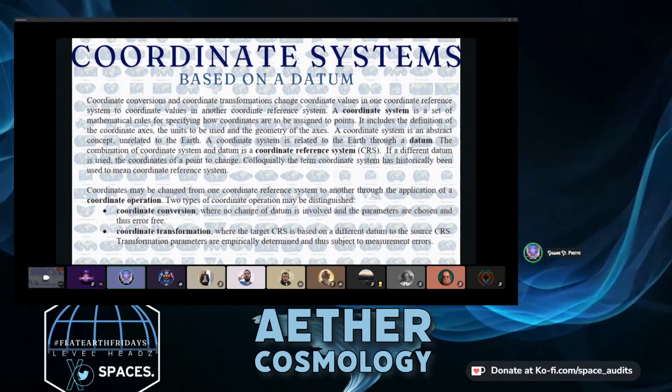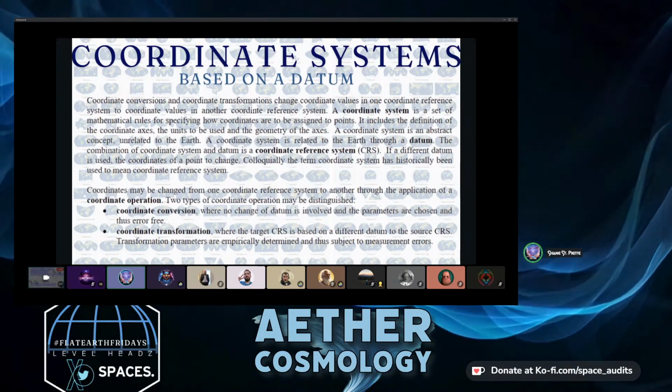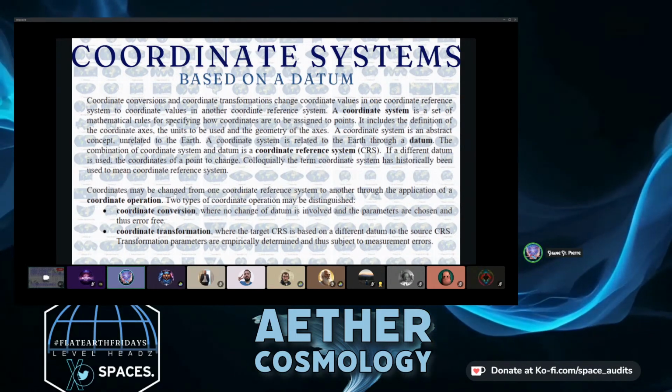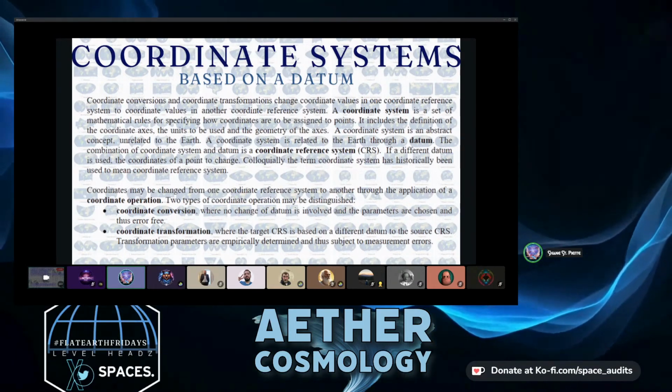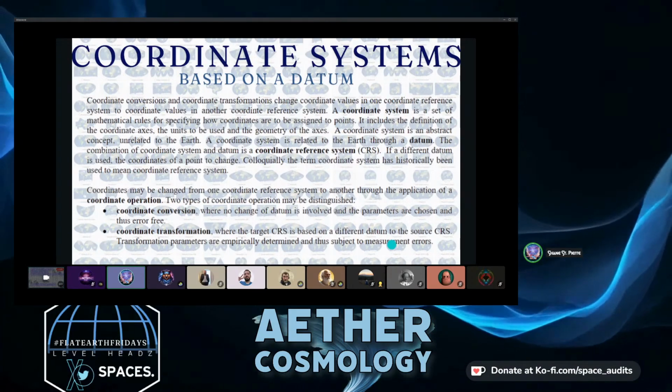Right, based on a datum. So a coordinate system without any datum is just numbers in meaningless space, kind of like space-time continuum, relativity, the space-time fourth dimension of nonsensical bullshit, all that stuff.